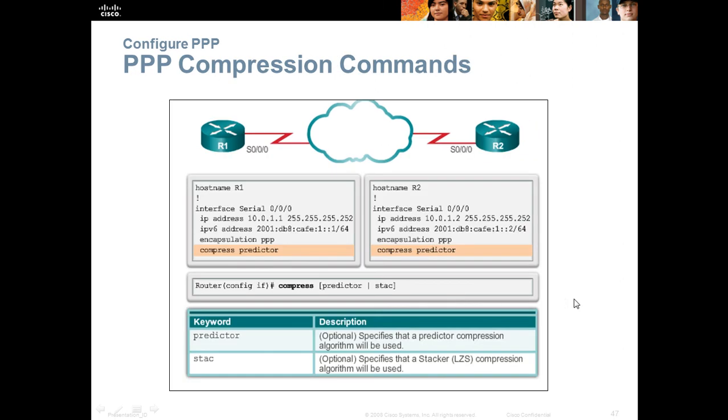PPP compression commands. On both routers, we can use the command encapsulation ppp and then compress predictor. Similarly, on the second router, we have to give the command encapsulation ppp and compress predictor. In interface mode, when you type compress, we have two options: one is predictor and one is stacker. Predictor is an optional command which specifies that the predictor compression algorithm will be used. Stacker is also an optional command which specifies that the stacker LZS compression algorithm will be used.